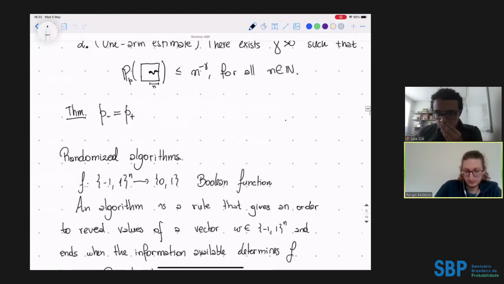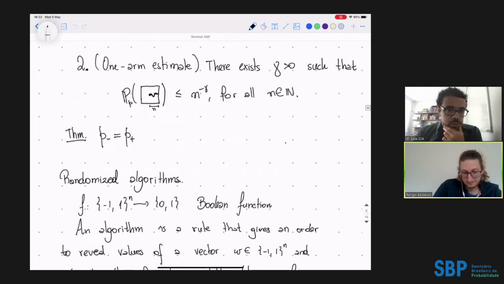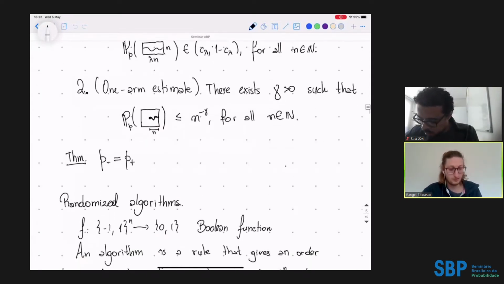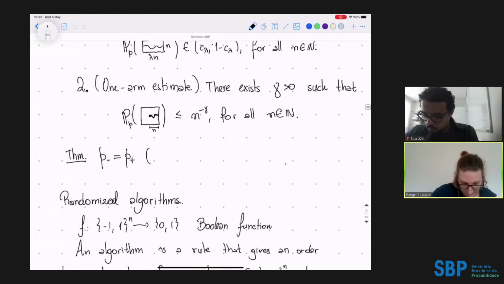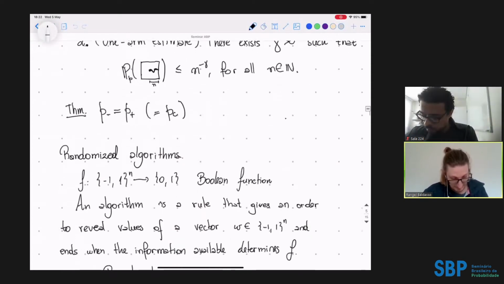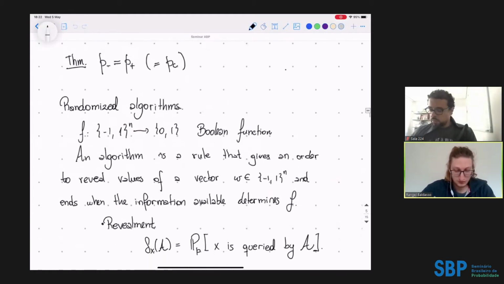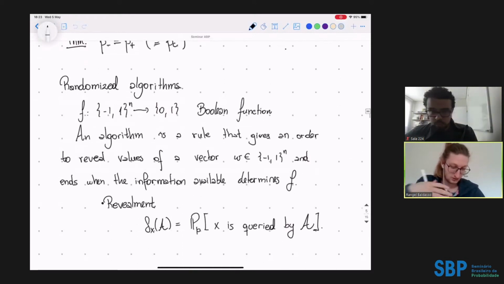Okay, so these are the only two tools that we need in order to prove our theorem that says P minus is equal to P plus, and actually it's equal to PC, the critical percolation probability. In order to prove this theorem, I'm going to do a quick sketch here because it's going to be useful for us later.